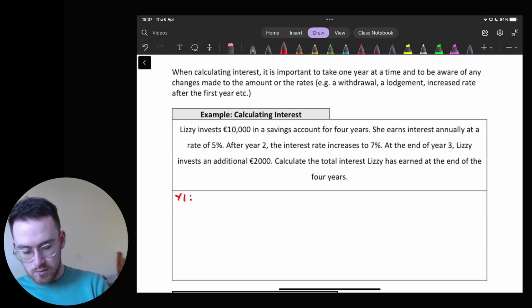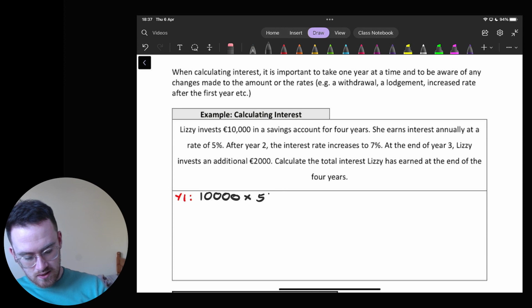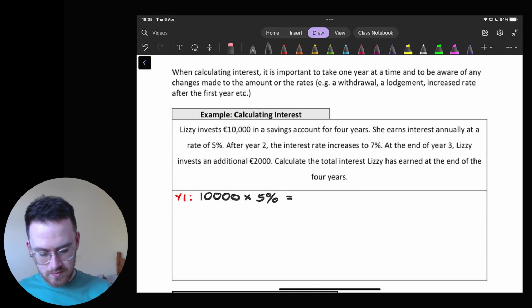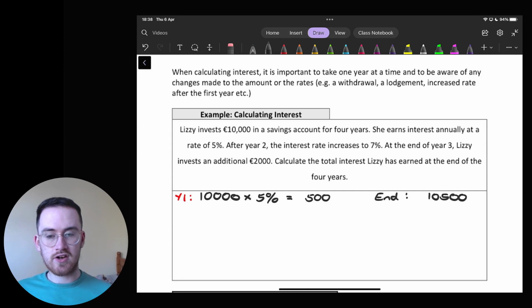Starting with year 1, she has 10,000 in her account and she earns interest of 5%. Her interest for the first year is 10,000 by 5%, which gives me €500. So at the end of that year, she has €10,500 in her account. Remember we said at the start, when you earn this interest, that increases the amount that you have in your account. Now at the end of her first year, she has more money than she started with. That's the goal of a savings account.